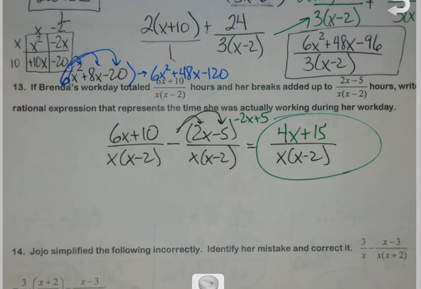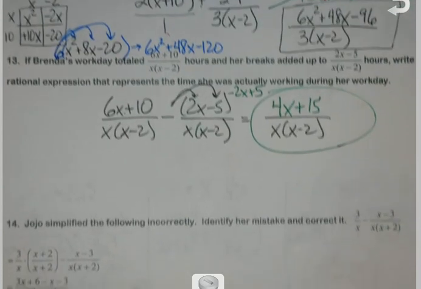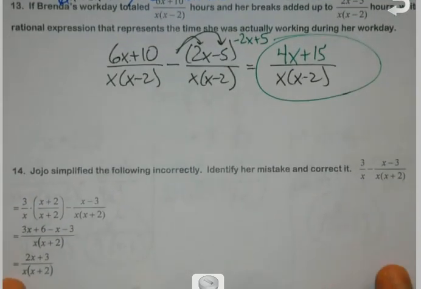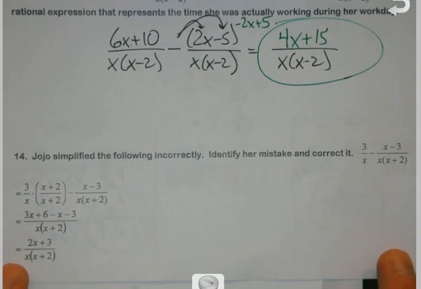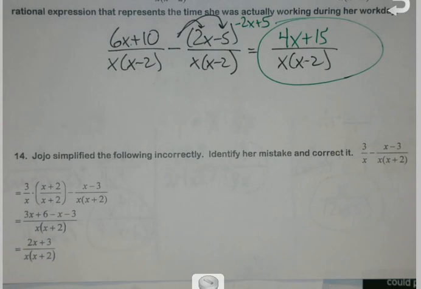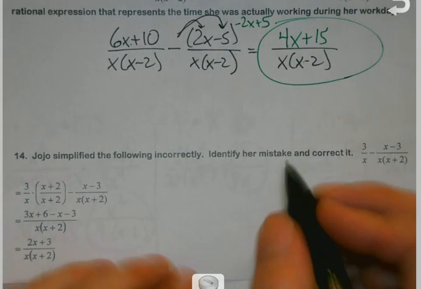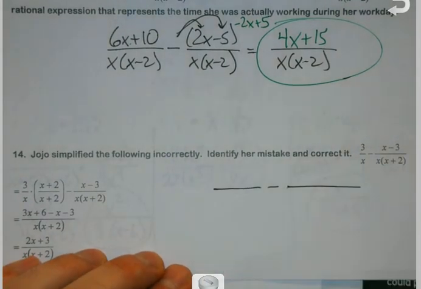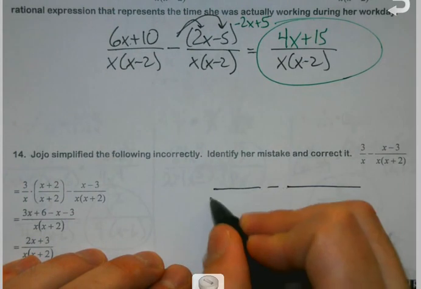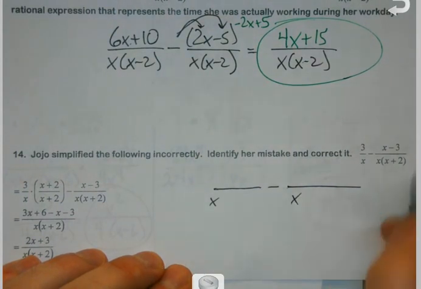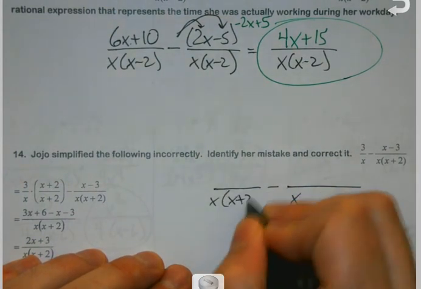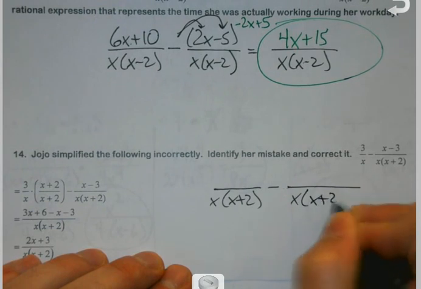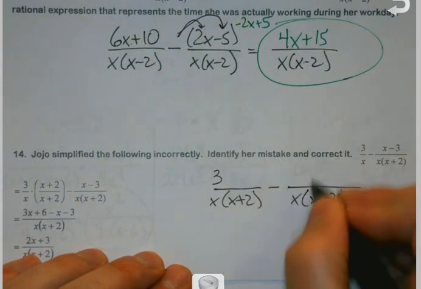Last thing. Bump this up a little bit. Okay, JoJo simplified the following incorrectly. Identify her mistake and correct it. What I would probably do is I'd probably just start the problem at the beginning and do it myself. So here's what I would do. I'd look and I'd say, okay, what's my LCD going to be? I got an x. I don't have any coefficients, but I got this x plus 2. Okay. And I've already got this stuff.